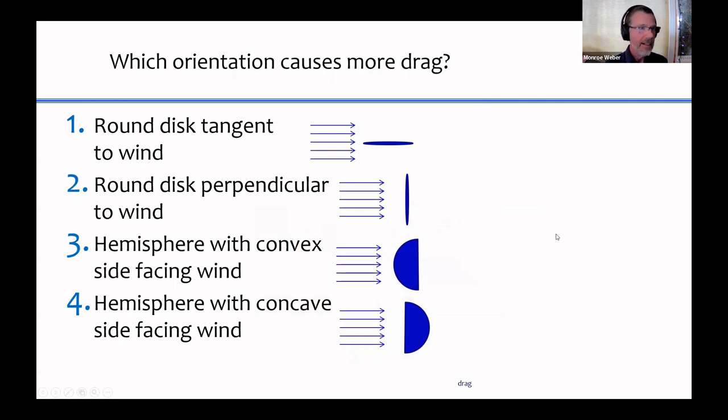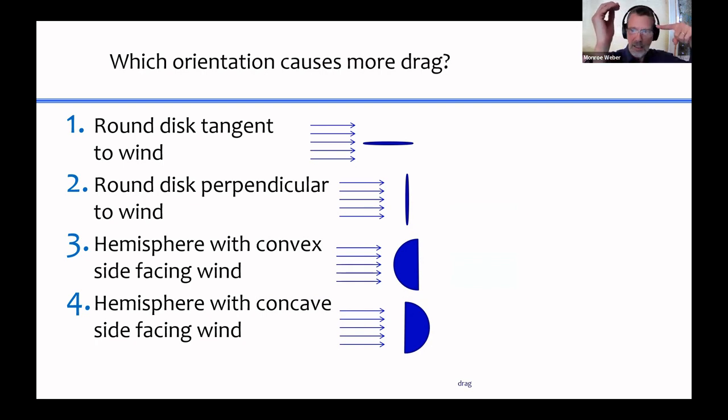Okay, next poll. Which orientation causes the most drag? These are all round discs. So just a round disc, maybe with smooth edges, and I'm holding, one of them is flat, one of them is like this, and then 3 and 4, they are hemispheres, so like a cupped hand, okay?